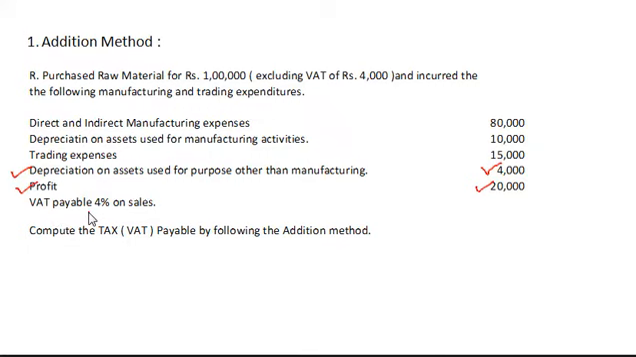VAT payable on sales is 4%, and we are to compute the tax VAT payable by the following addition method. Dear students, in this method VAT will be payable on value added by the trader on material purchase. Now let us see the calculation for VAT by doing addition method.